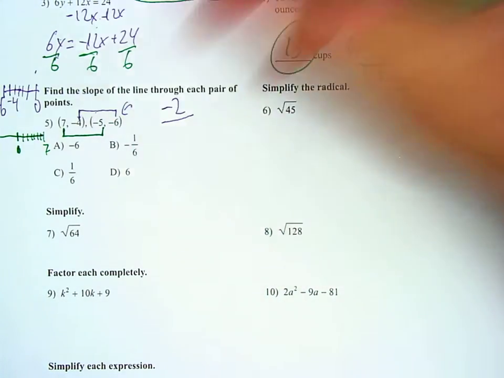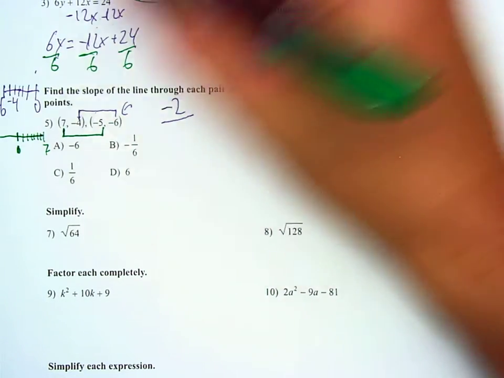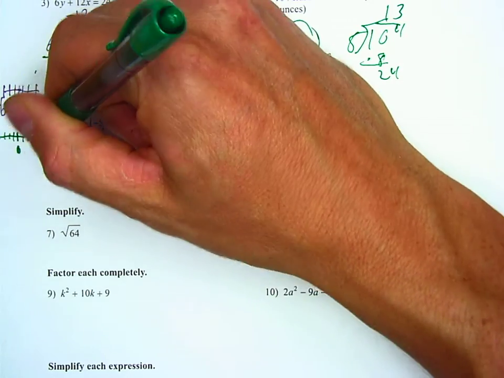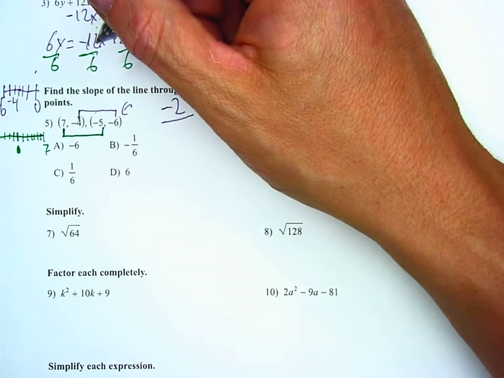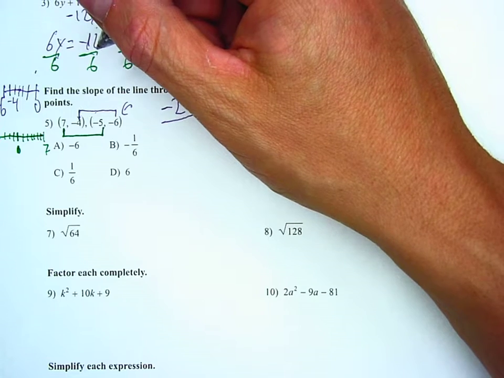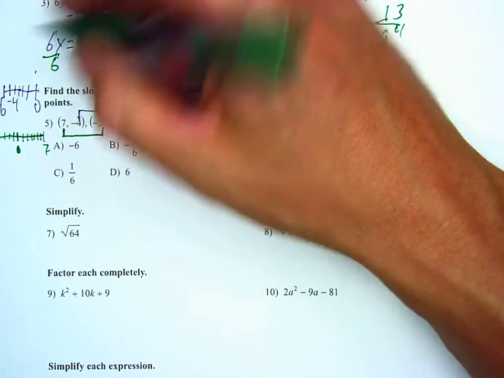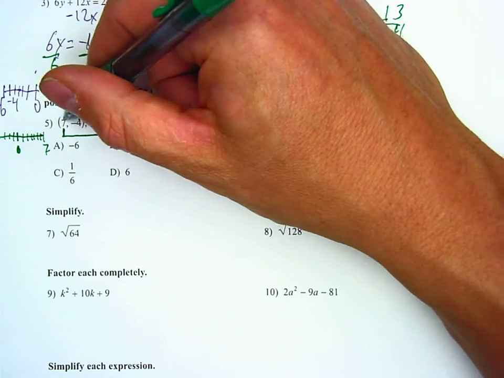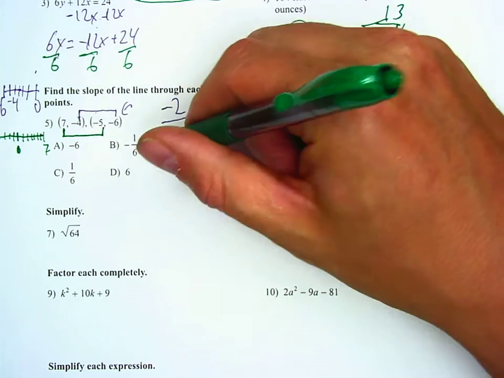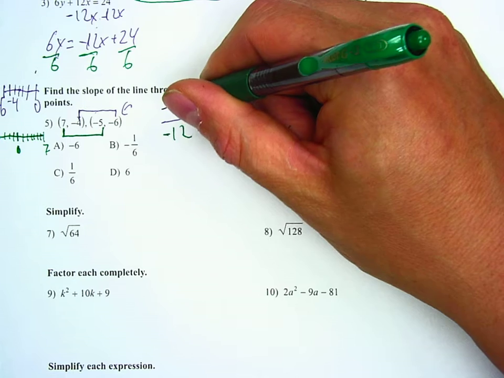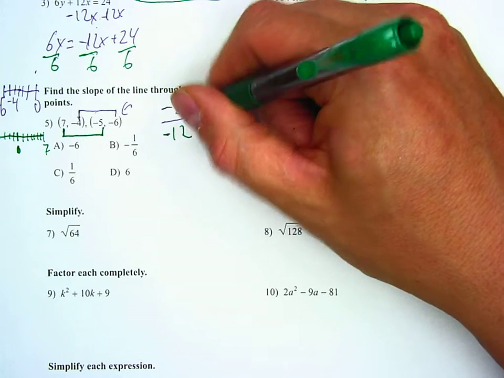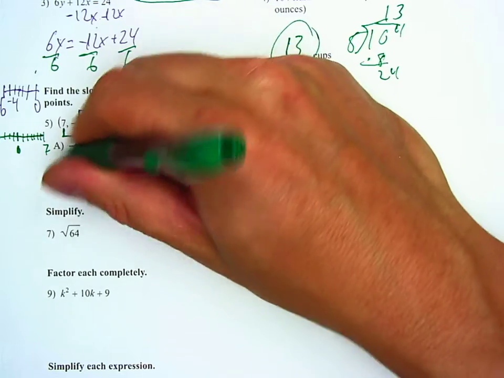Well, I go left because -5 is left of 0. So here's -1, 2, 3, 4, 5. How many did I go left to get from 7 to -5? I went left 12. You can count them on the number line, or you can just say, well, 7 and 5 are 12 apart. I'm going left 12. -2 divided by -12. Two negatives, when they divide, they make a positive 1/6.